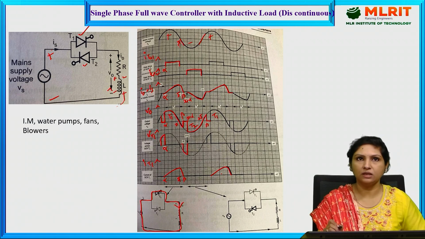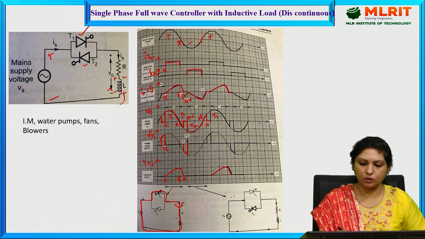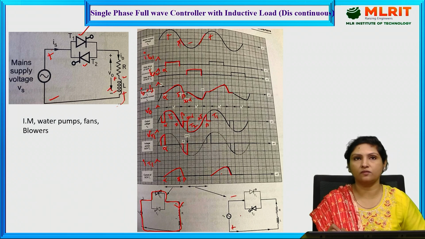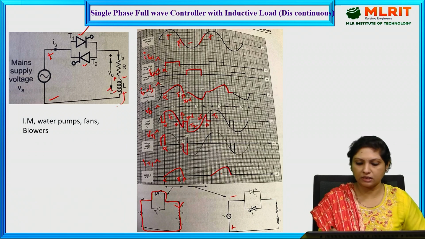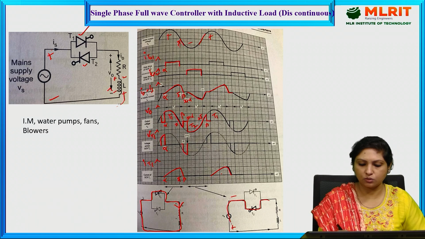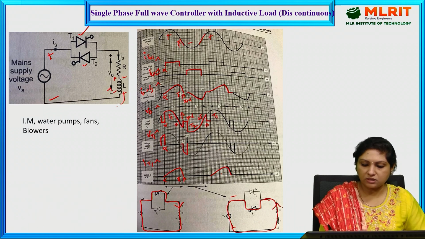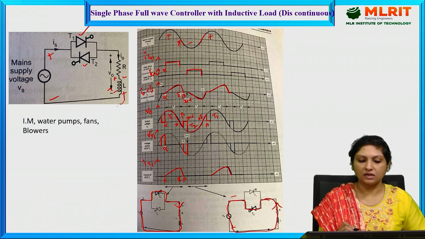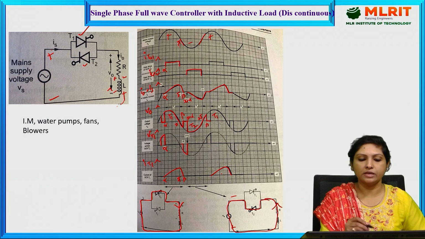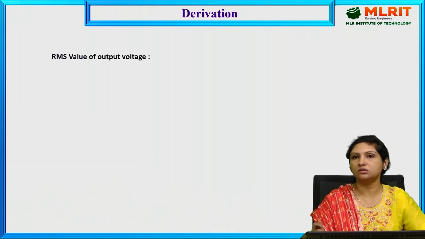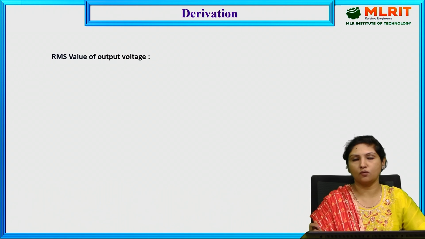And if you see, during the negative half cycle, because of the polarities, T2 is forward biased. The moment we provide the triggering pulse, T2 will be conducting current through the load in the reverse direction to that of the first case. That is how we are getting AC output using the AC voltage controller. And that was the waveform for discontinuous current mode of operation.